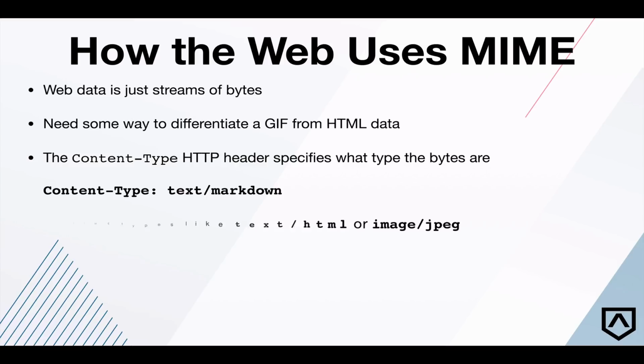There are all kinds of MIME types. Other ones that might be more familiar to web developers are text/html, which is the MIME type for HTML data, or image/jpeg for JPEG data.